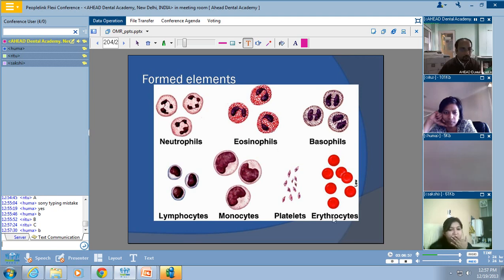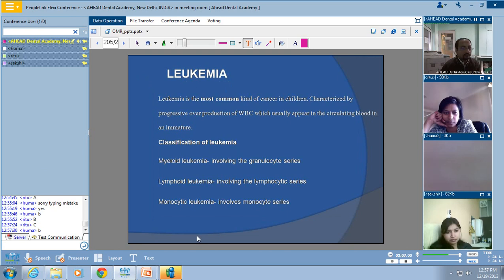Leukemia is the most common kind of cancer in children. Remember I asked you Ewing sarcoma? That was of the jaws. Ewing sarcoma is the most common malignancy of the jaws. But the most common kind of malignancy in children is leukemia. Similarly, the most common malignancy in adults is osteosarcoma. And the most common malignancy in elderly patients is? I'm not asking you of the jaws, I'm just asking the most common malignancy in elderly adults.